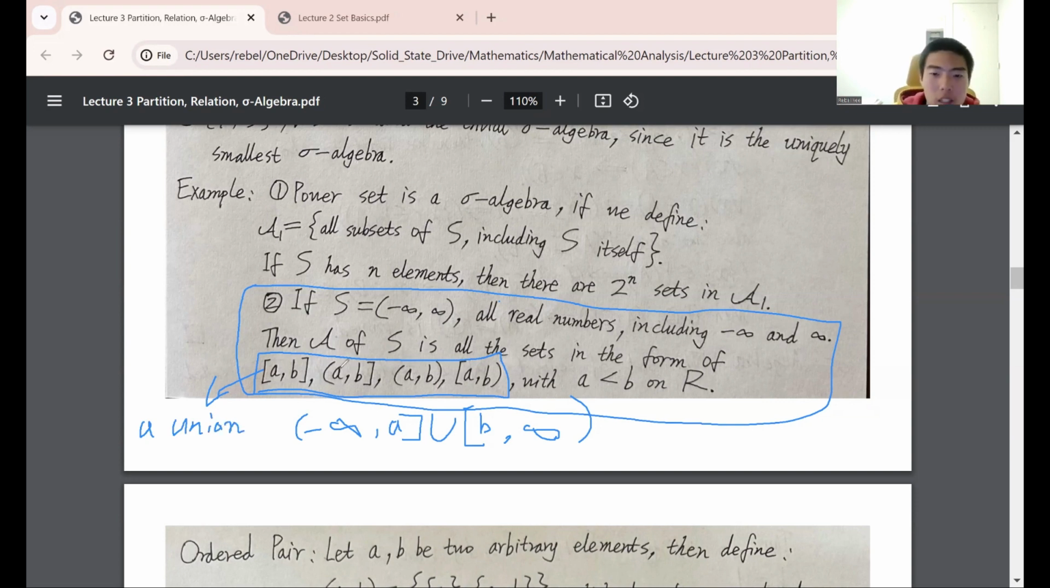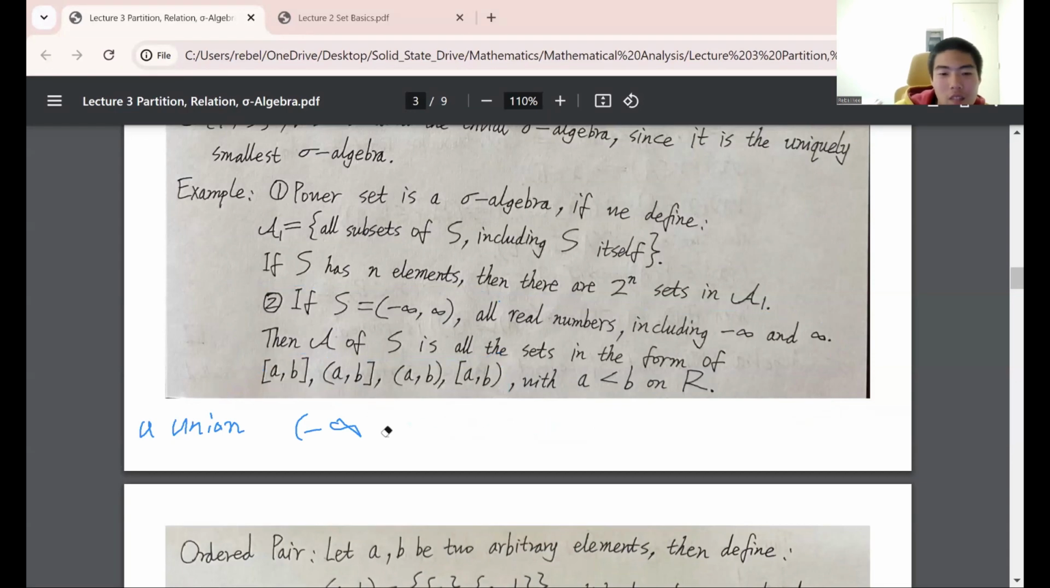I don't know why I write this. This is not the case. A union of them is the right case. And this fact is from if you study the Lebesgue integral, you will know it. This is all measurable sets, and all measurable sets is a sigma algebra. And sigma algebra is used in many situations later.